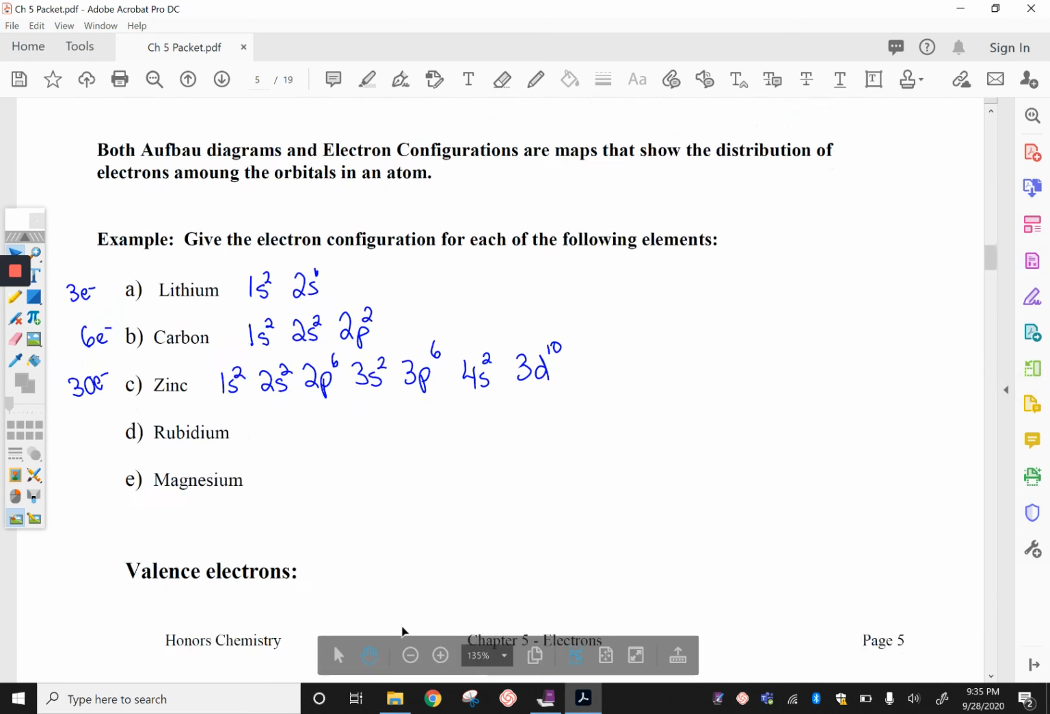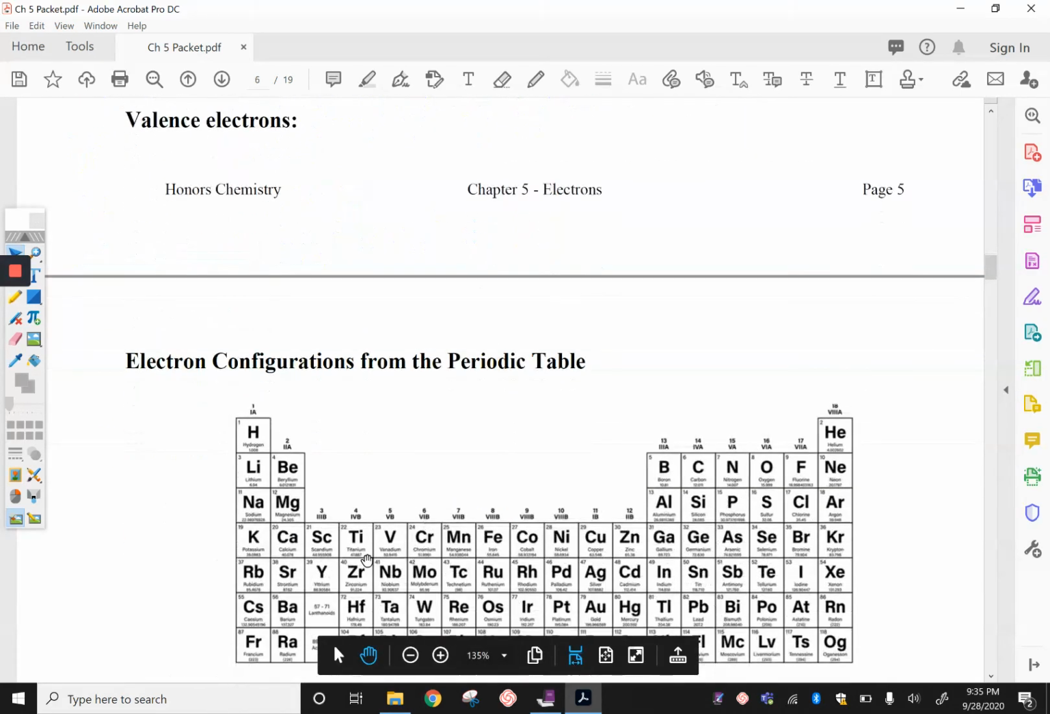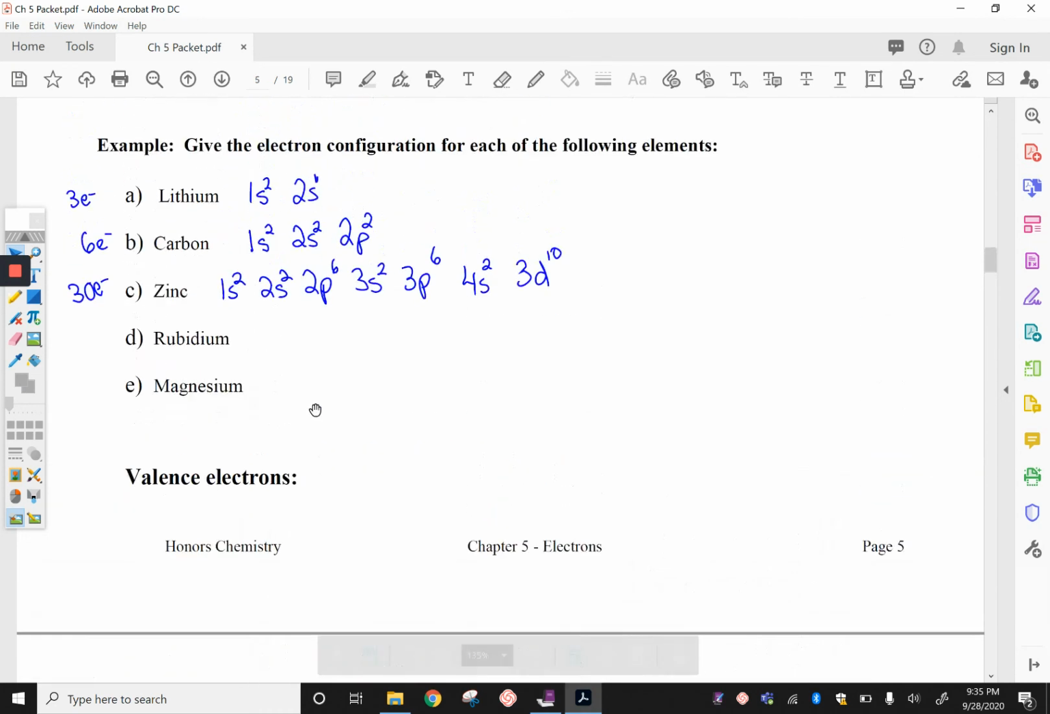Rubidium is next. Let's check how many electrons rubidium has. Rubidium is right here. Looks like 37 electrons. So if you're doing a bunch of these, you can cheat a little bit, right? Because if we just did 30 electrons, that means we need to write the same exact thing with 7 extra. So I'm going to rewrite this. I'm going to copy it down.